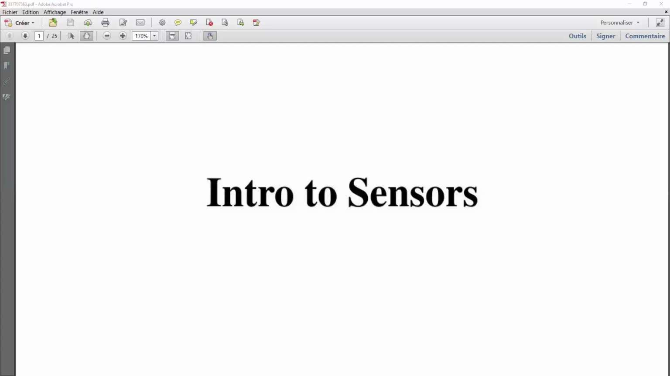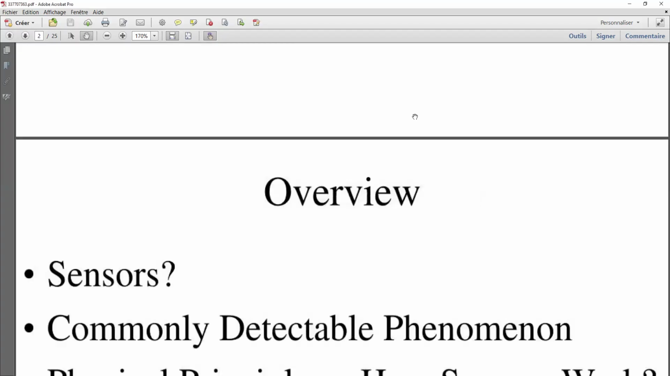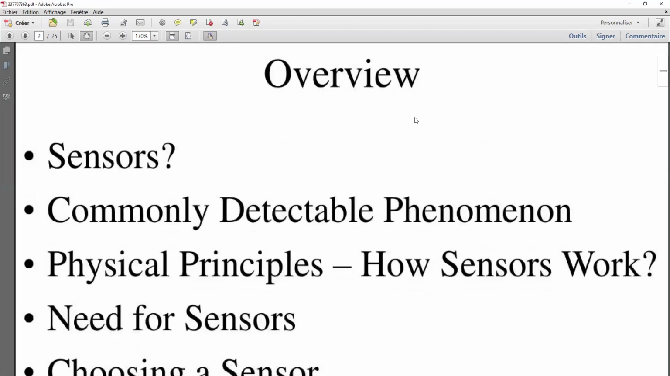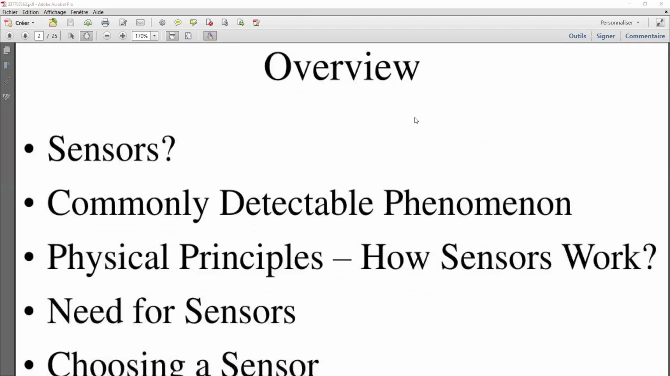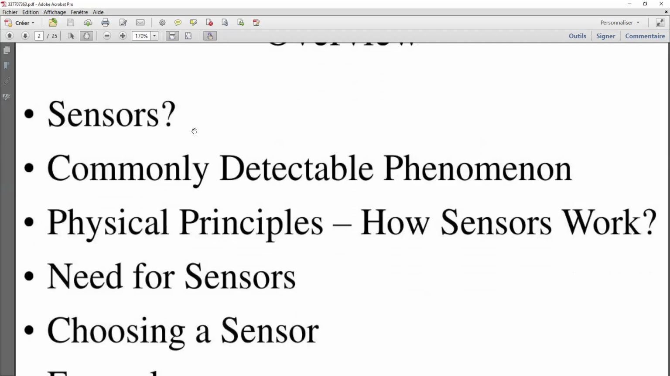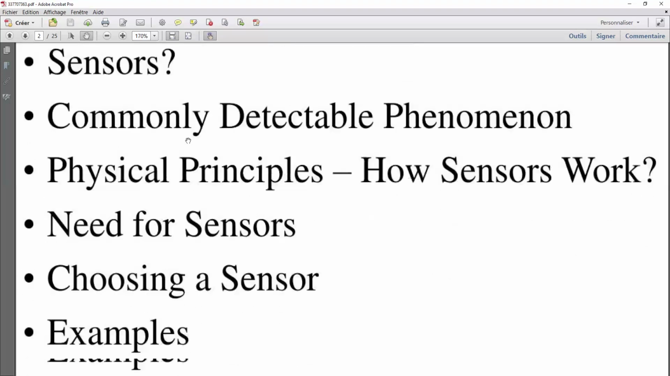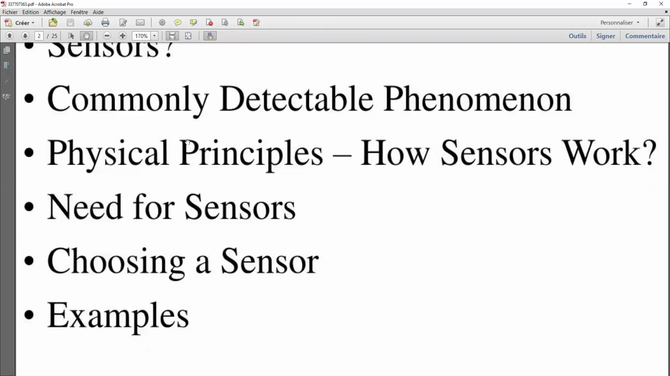Good morning. Today we have a course about an introduction to sensors. We started with the overview. What are sensors? Commonly detectable phenomena. Physical principle, how sensors work. Need for sensors, choosing a sensor, and we terminated with examples.